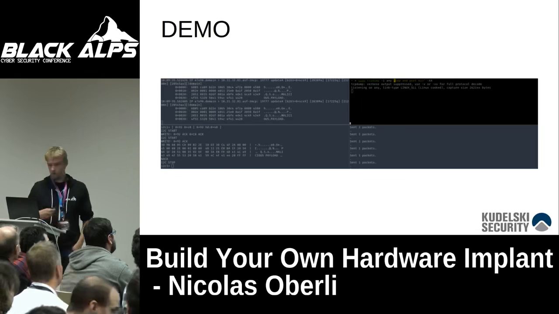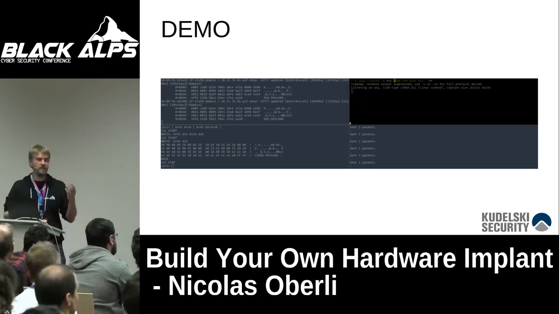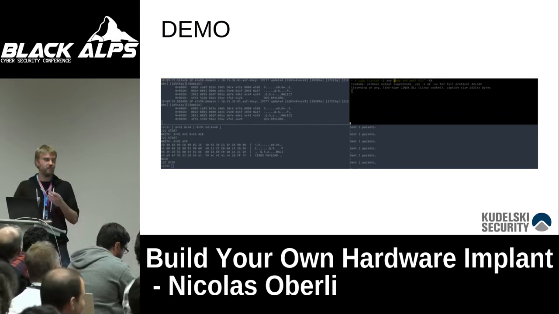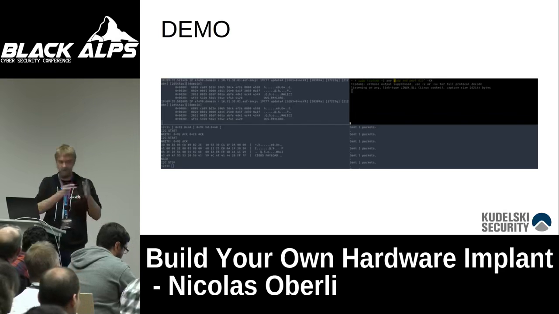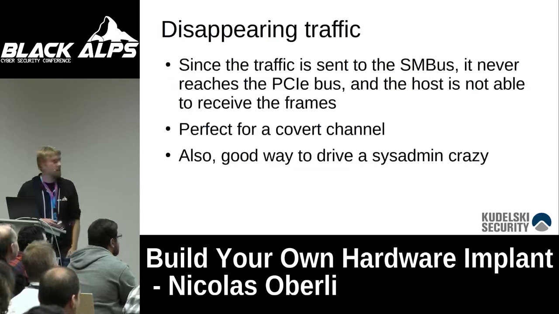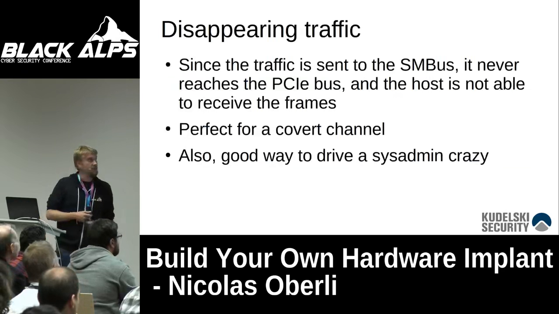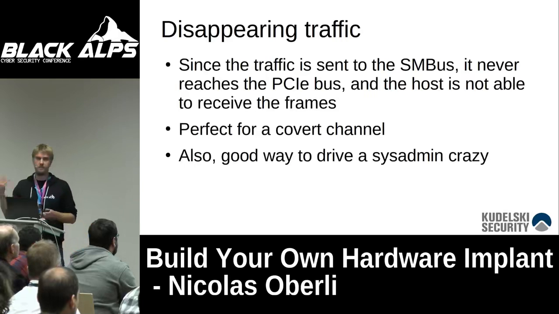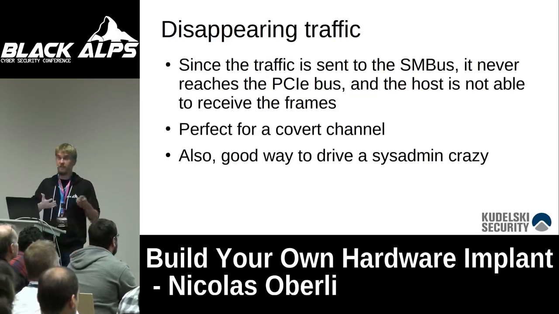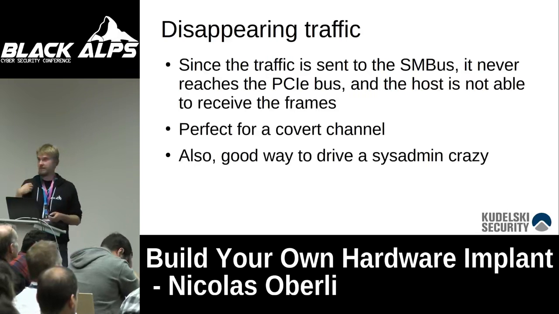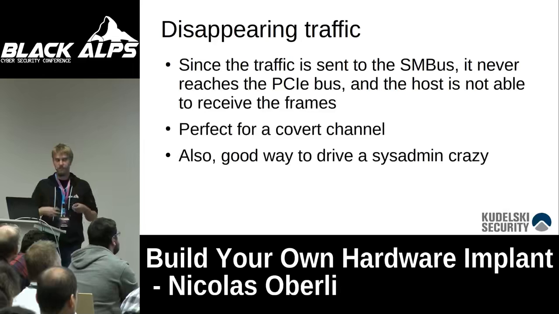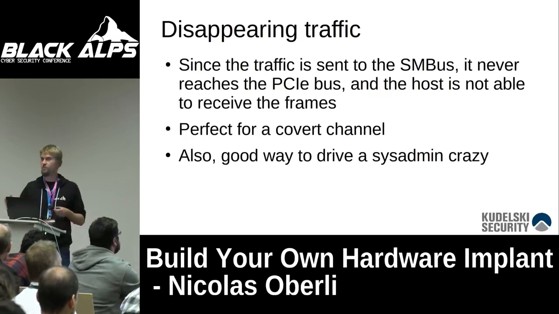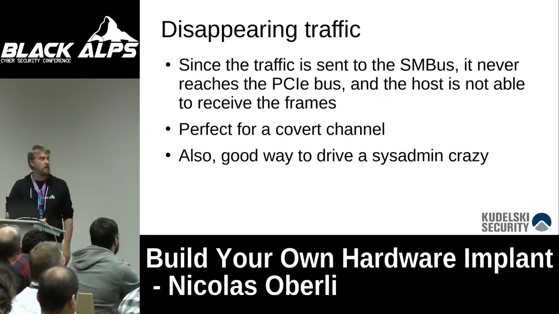So I'm now able to actually select which traffic I want the host to see and which traffic I just want to keep for my implants and nothing more. So this is cool. In that case, we can create a really good covert channel because basically we just make some traffic disappear. So now, as an implant, we can receive some packets, process them, and send responses back to our C&C, for example.